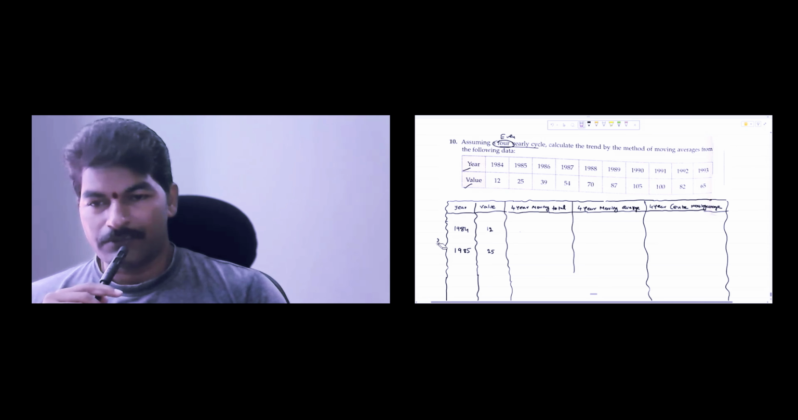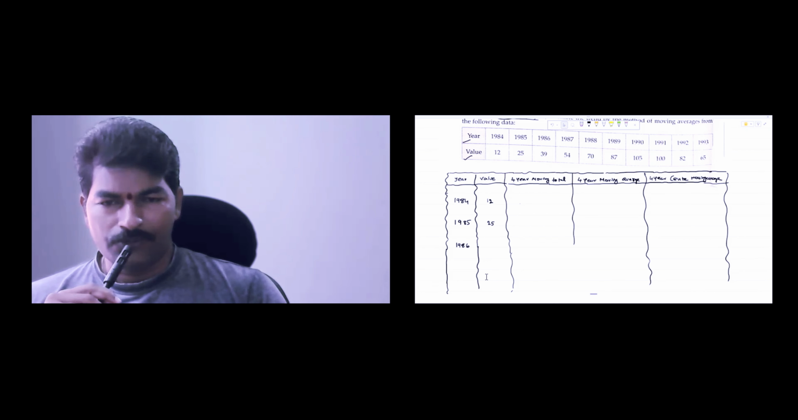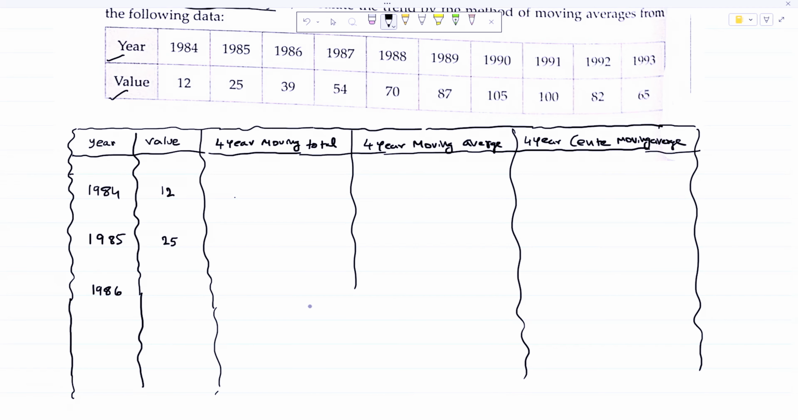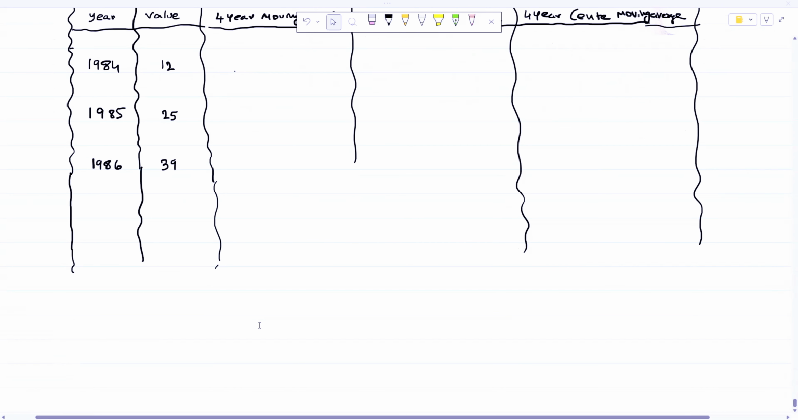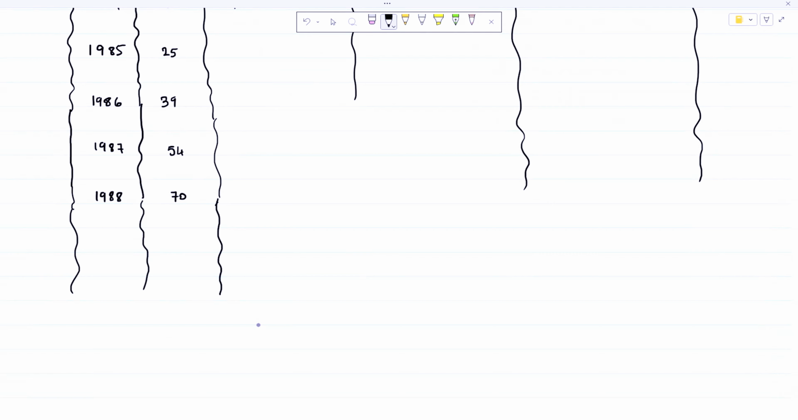It's very important. Look how I am entering the values. After that, leave one row and write down 1986. So every time, we should present it like this only. Next, 1986, how much was the data? 39. Next, 1987, 54. Leave one row between values. 88, 70. Maybe it will be a long table.